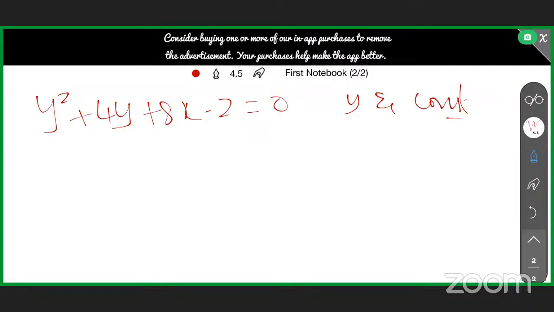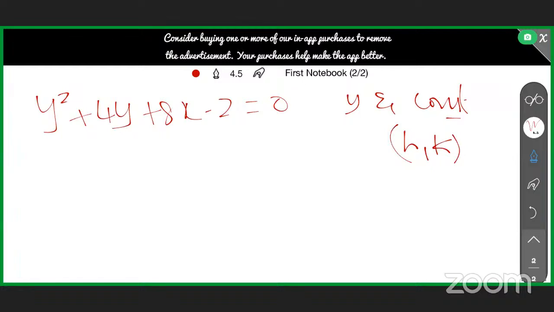Here we have to shift the origin to some suitable point. When we shift like that, this equation y square plus 4y plus 8x minus 2 is equal to 0 will not have a y term and a constant. So let me take that. I am shifting my origin to some (h, k). So this will become how much?